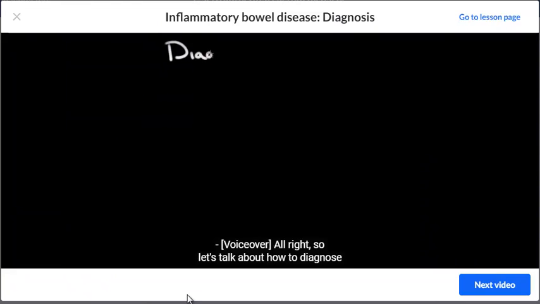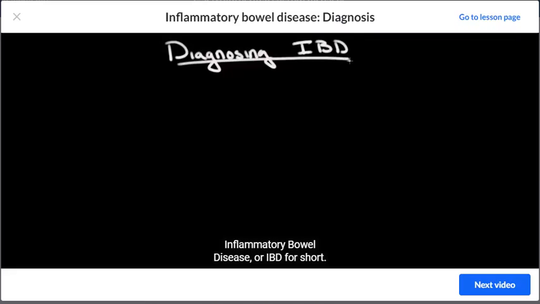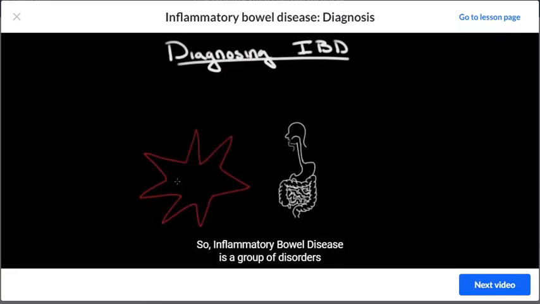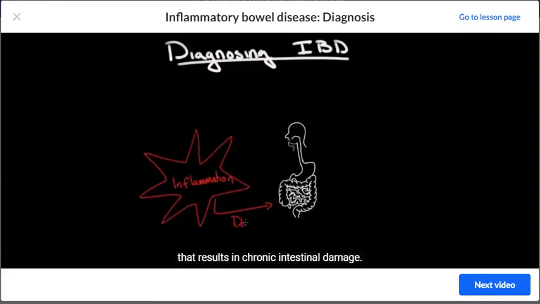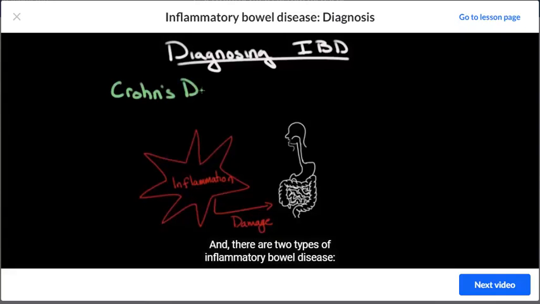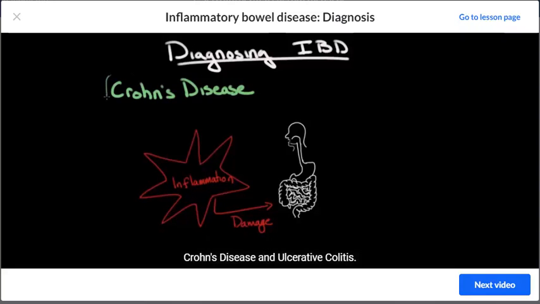Alright, so let's talk about how to diagnose inflammatory bowel disease, or IBD for short. So inflammatory bowel disease is a group of disorders that's caused by an inappropriate inflammatory response that results in chronic intestinal damage. And there are two types of inflammatory bowel disease: Crohn's disease and ulcerative colitis.